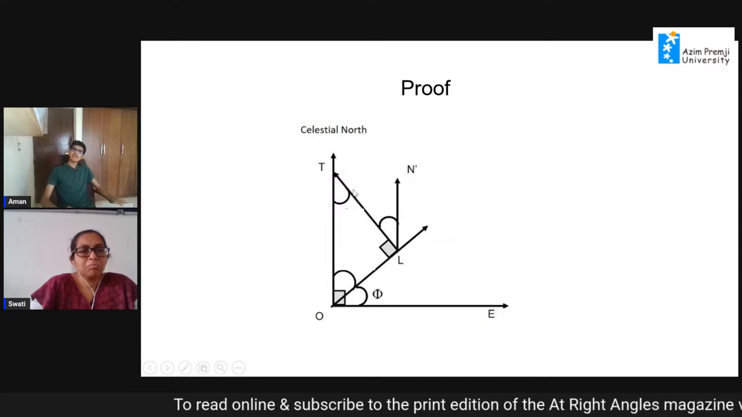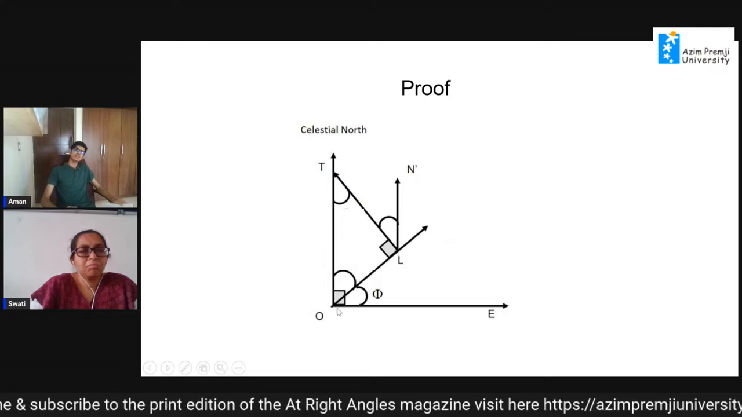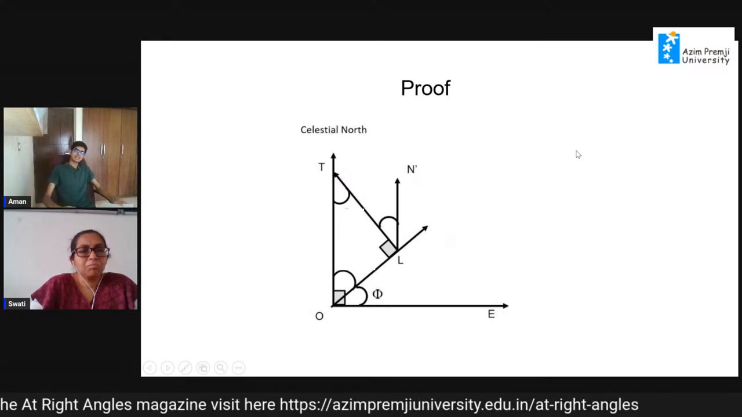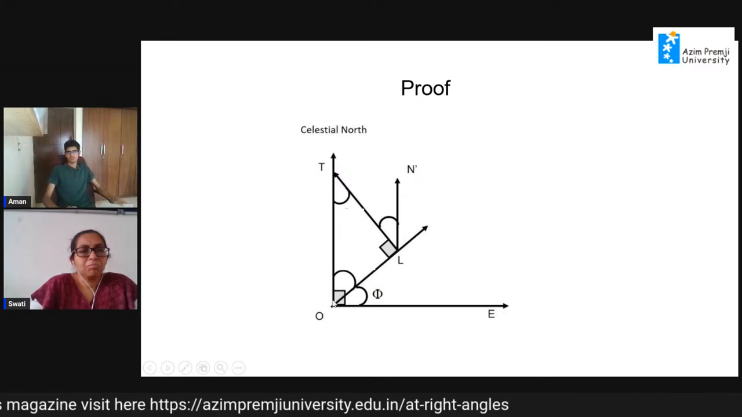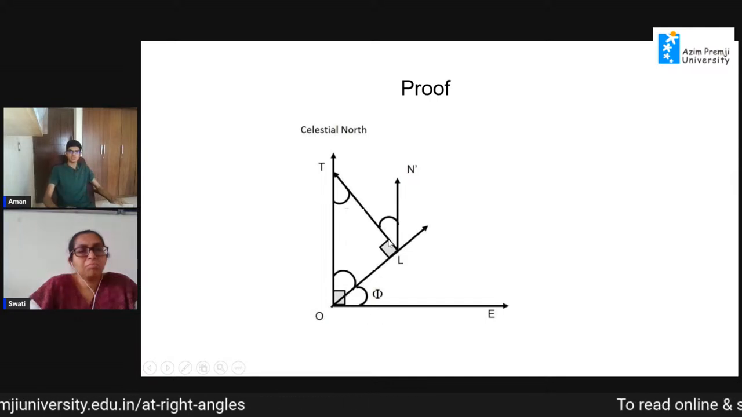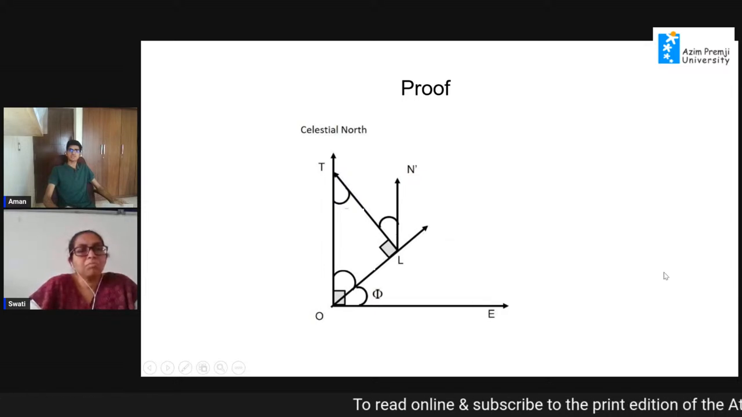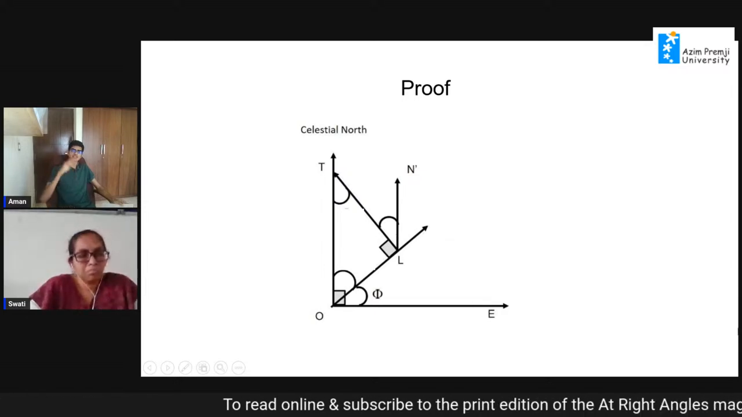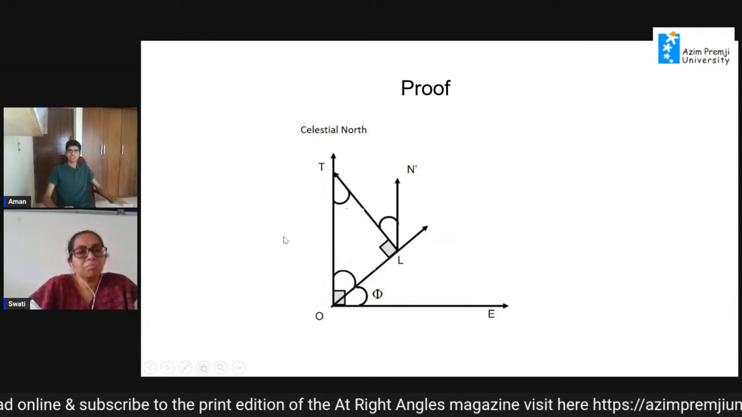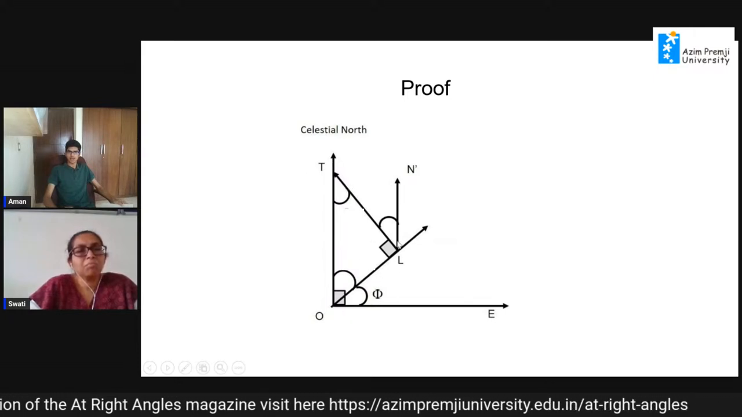So why is LT perpendicular to OL? That's the first question. Well, LT, if you think about it, is tangent to the Earth's surface, correct? So LT has to be perpendicular to the radial vector from the center of the Earth to your location. So therefore, you get a right angle there. And of course, OT is perpendicular to OE because the axis of rotation is perpendicular to the equator. So OT is the direction of celestial north, as is LN prime. Both are celestial north because they're parallel.